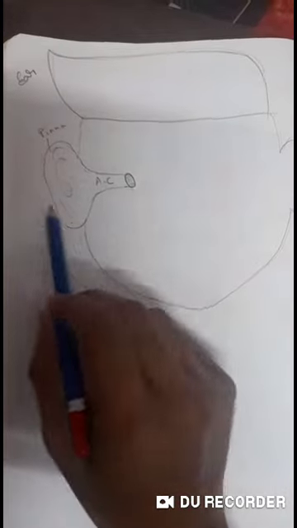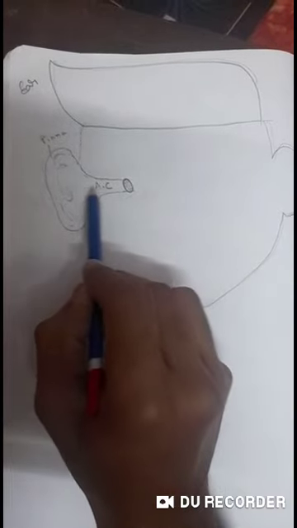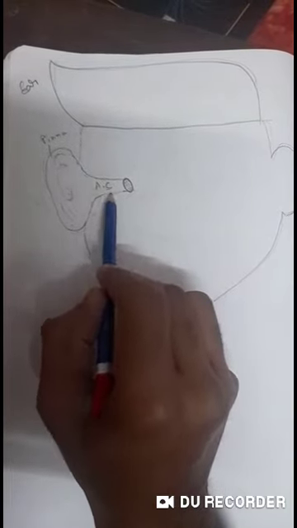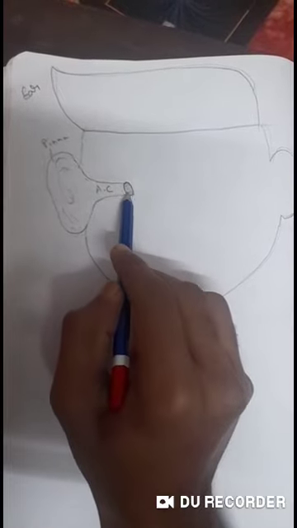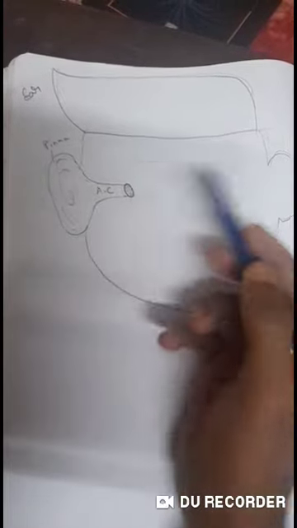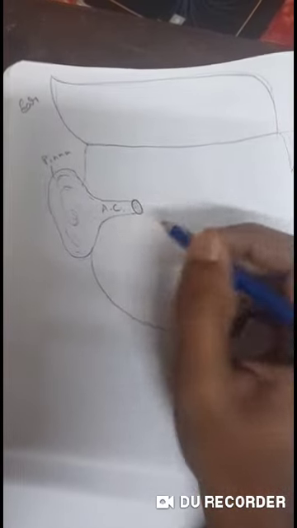So the outer ear has three parts. The outer projecting part is known as the pinna, and this canal is known as the auditory canal, and it continues to form the eardrum. This drum vibrates. So let us begin with the middle ear.